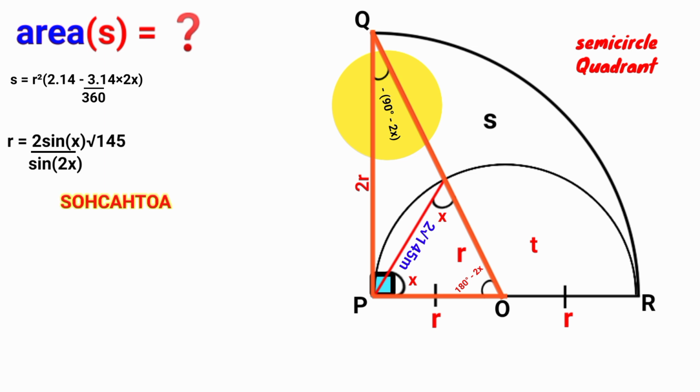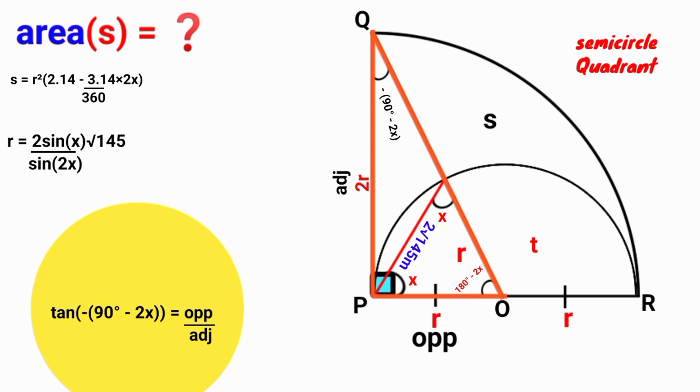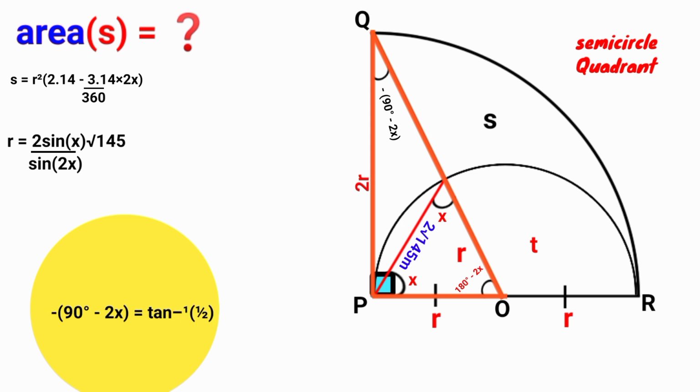Now if you use SOHCAHTOA, taking this angle as C, there is the opposite and there is the adjacent. From here, tan C equal to opposite over adjacent. C is minus into bracket 90 degrees minus 2x. Opposite is R and adjacent is 2R. Here R cancels R. So tan of minus into bracket 90 degrees minus 2x equal to 1/2. From this, minus into bracket 90 degrees minus 2x equal to tan inverse of 1/2, which is 26.57.